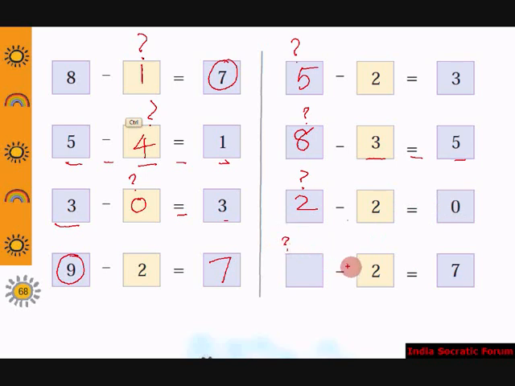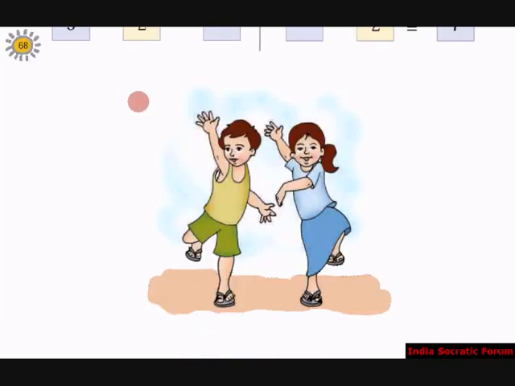What minus 2 equals 7? What number would be here? Good. If you take 2 away from 9, 7 would be left out. Good job. Time to dance.